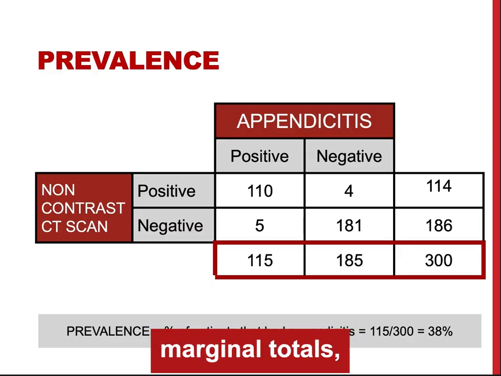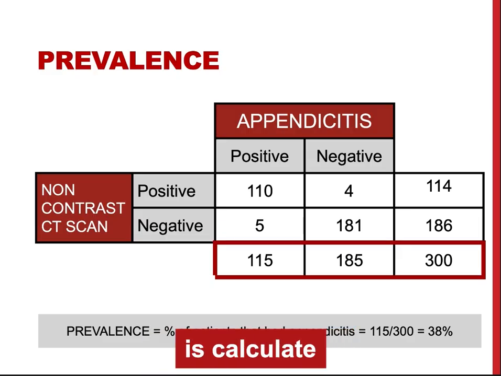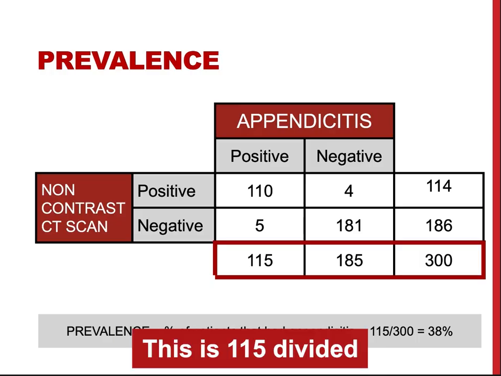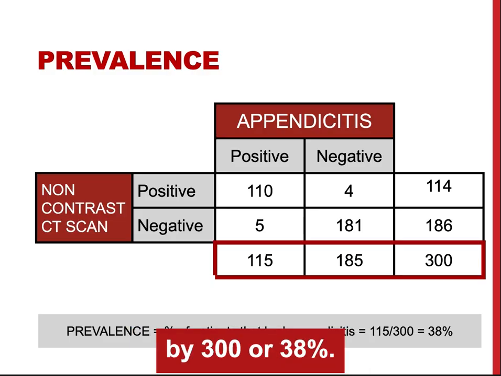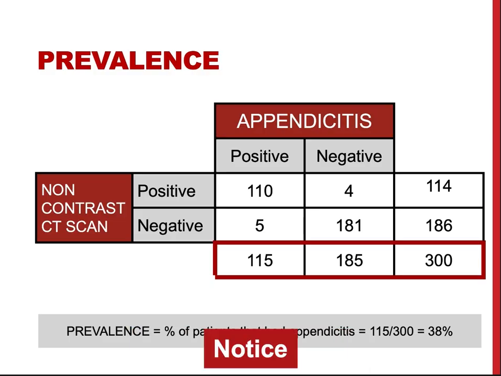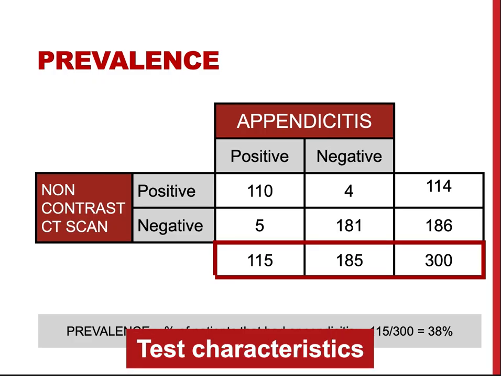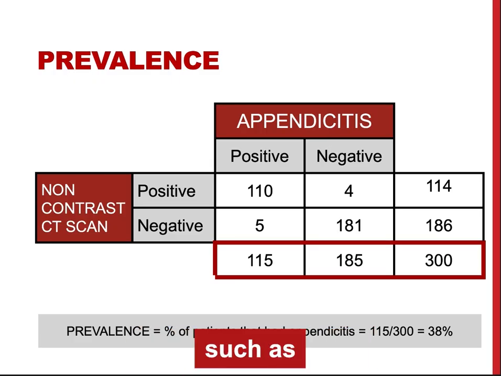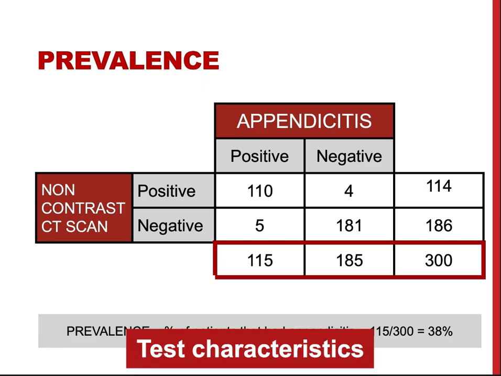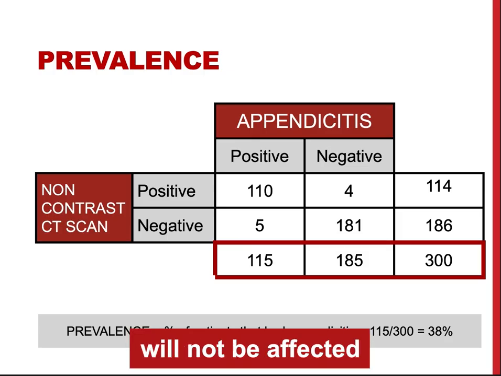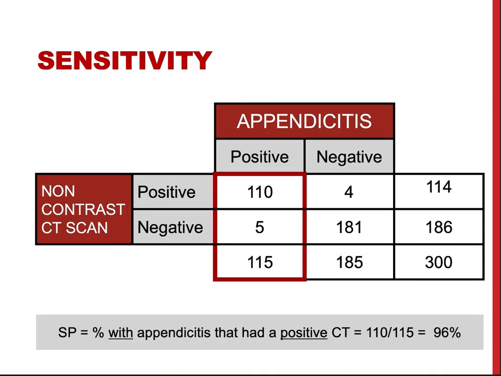After adding the marginal totals, the first thing I like to do is calculate the disease prevalence. In this case, it is the percentage of the total patients that had appendicitis. This is 115 divided by 300, or 38%. Notice that prevalence is calculated horizontally. This is important. Test characteristics that are calculated horizontally, such as predictive values, would be affected by changes in prevalence. Test characteristics that are calculated vertically, like sensitivity and specificity, will not be affected by changes in prevalence.